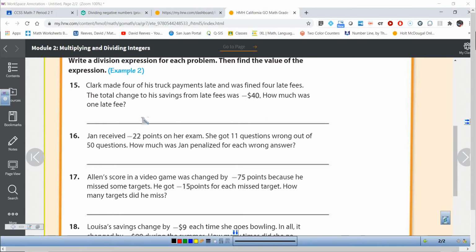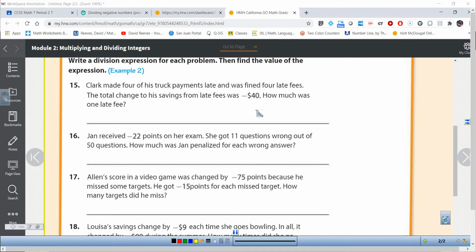Here we go. It says Clark made 4 of his truck payments late and was fined 4 late fees. The total change to his savings from late fees was negative $40. How much was one late fee?